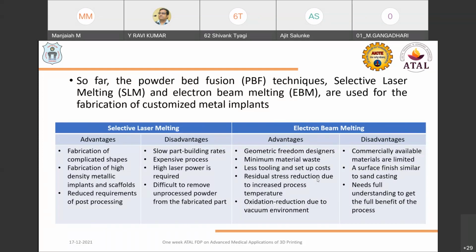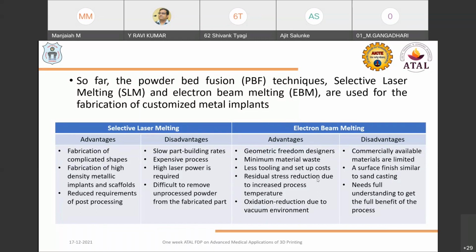The other disadvantages of the EBM process are that commercially available materials are very limited, because trials and testing in EBM have been very minimal. Also, the surface finish is similar to sand casting, which needs some understanding to get the full benefits of this process. Still, a lot of research is required in the EBM process to address medical parts fabricated by it.